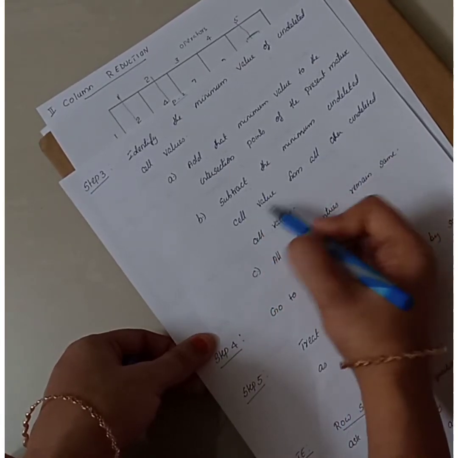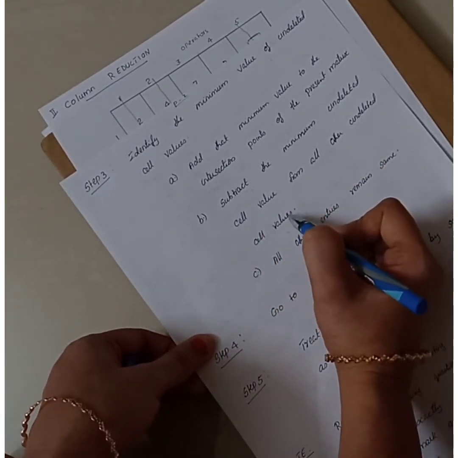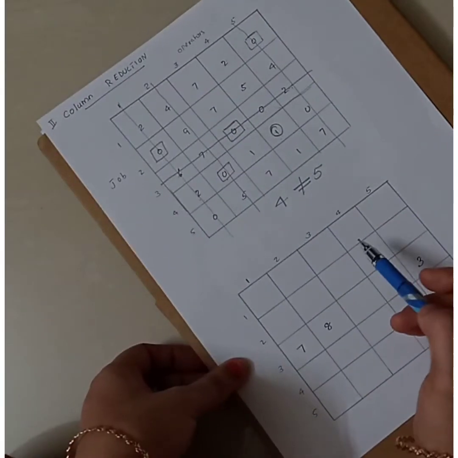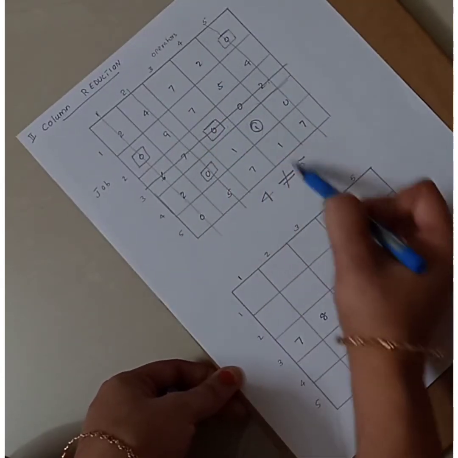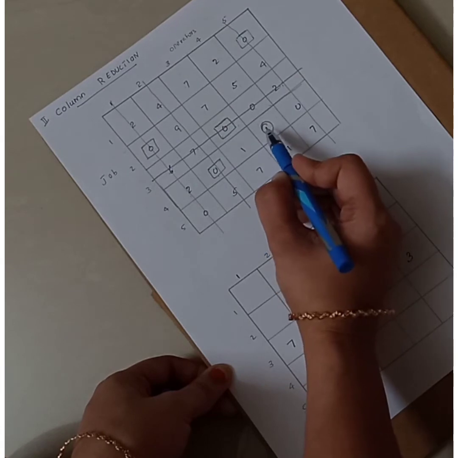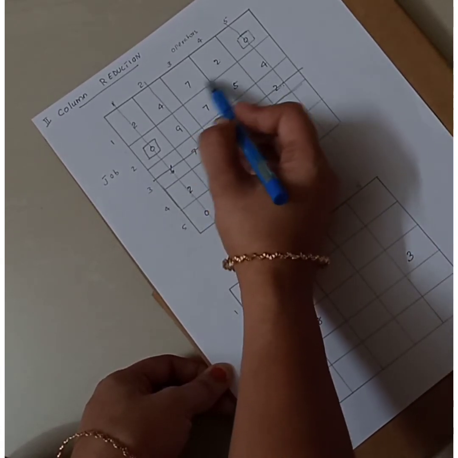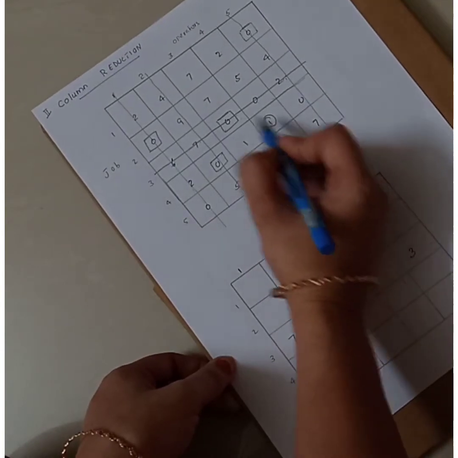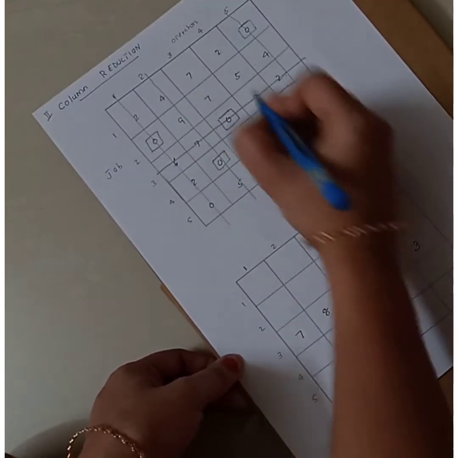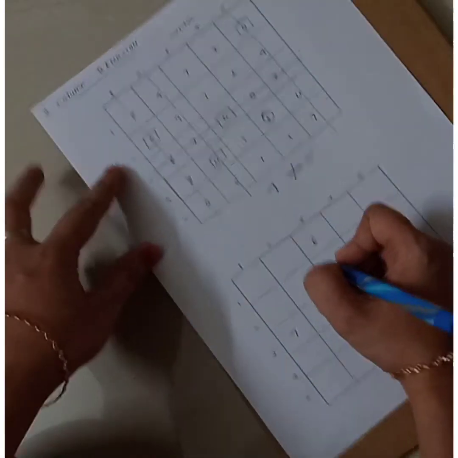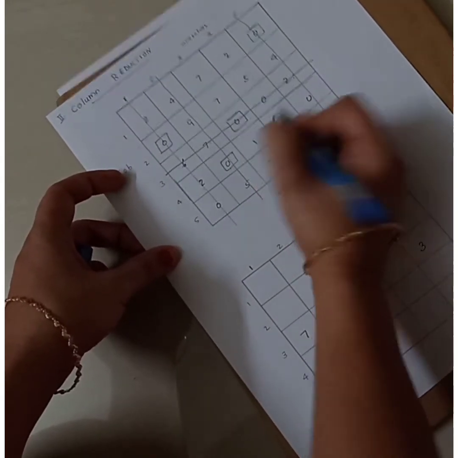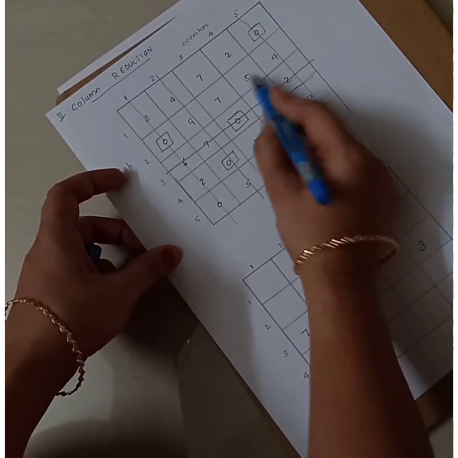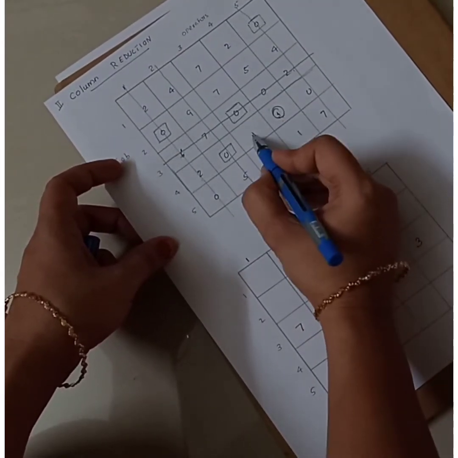Now again, what is the second step? The second step says subtract the minimum undeleted cell value from all other undeleted cell values. So what are the undeleted cell values? 7, 2, 7, 5, 1, 1, 7, 1. These are the undeleted values. Now 1 is our minimum value, and this minimum value has to be subtracted from all the undeleted values. So 7 minus 1 is 6, correct? So this is 6. Then 2 minus 1 is 1. Then 7 minus 1 is again 6. Then 5 minus 1 is 4. Then which is the next undeleted value? 1, correct?